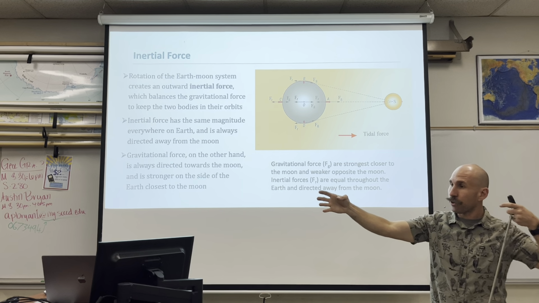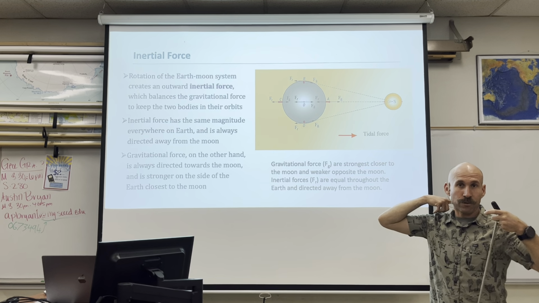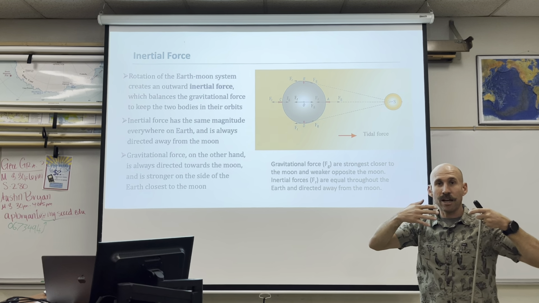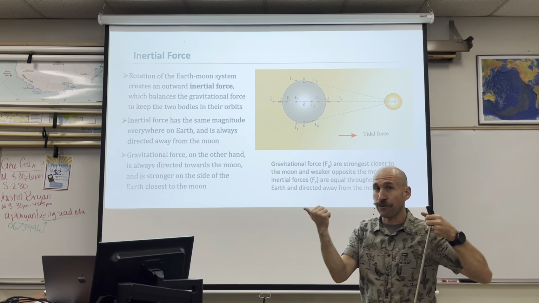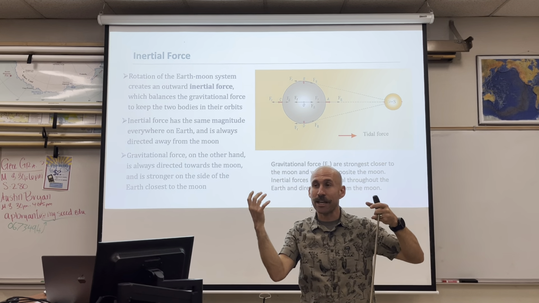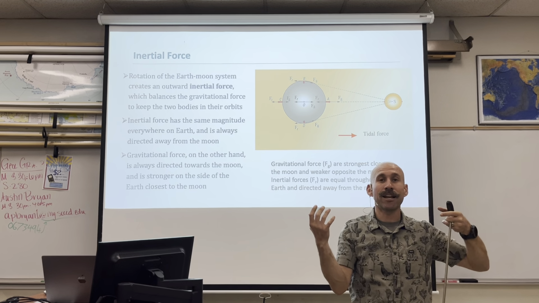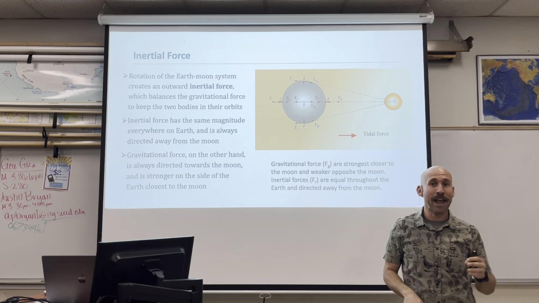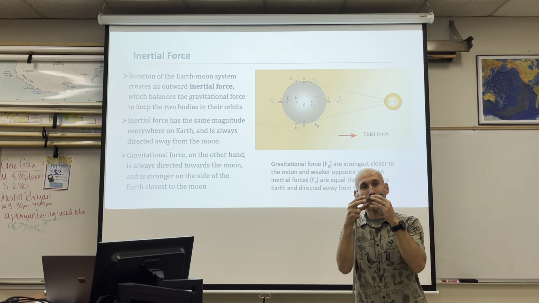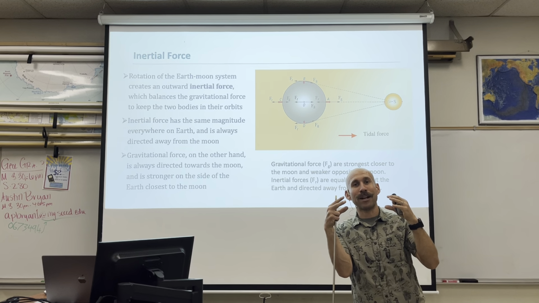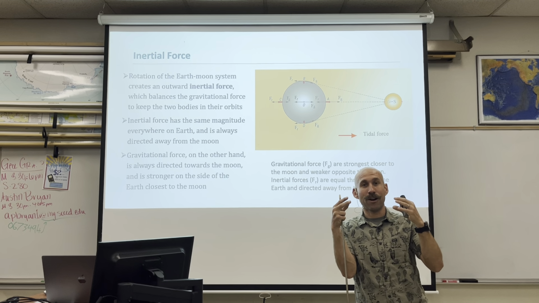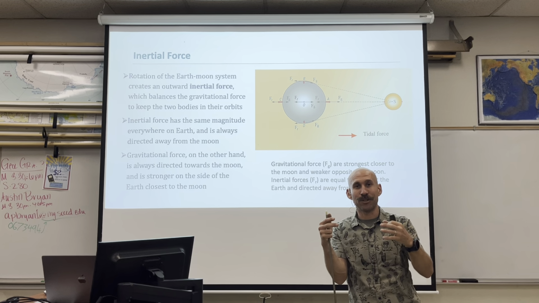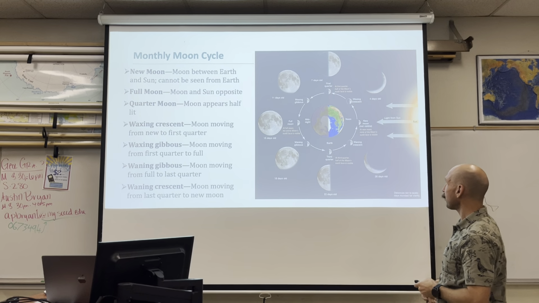Same is true for the Earth and the sun. There's a force of gravity towards the sun. There's an inertial force in the opposite direction that keeps Earth in the sun's orbit. Now, with the force of gravity towards both the moon and the sun, Earth's water gets stretched out in the direction of them, causing tides to occur.